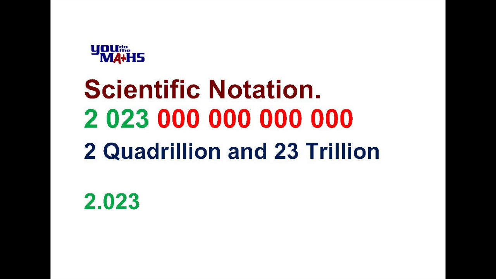2.023. We then go back to our original number, and we can see that there are 15 places or 15 digits which follow the initial value of 2. This means that we have to multiply 2.023 by 10 15 times to ensure that we get back to our original number of 2 quadrillion and 23 trillion.